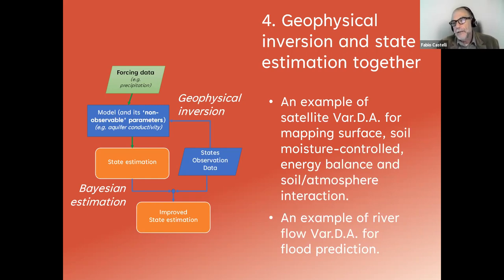Where satellite measurements are used for mapping surface soil moisture control and energy balance for soil atmosphere interaction. That is a problem that needs to estimate essentially some information on the soil moisture and how the soil moisture controls the flux in terms of heat and vapor from the Earth surface toward the atmosphere. And here, of course, there is a problem of state estimation, of parameter estimation regarding the vegetation, regarding the type of turbulent flux you may have, and so forth. So the typical combined inversion state estimation problem.